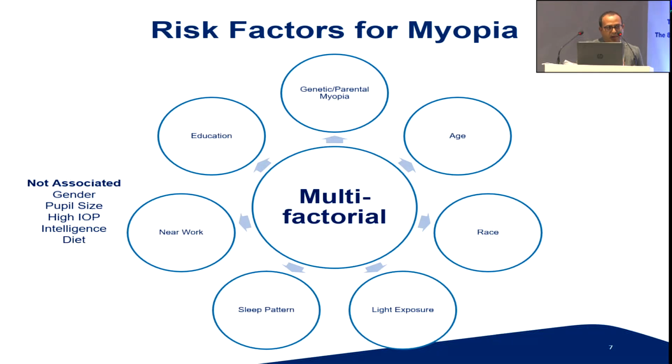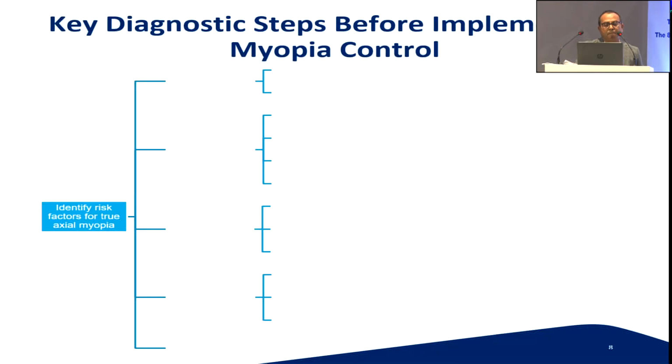And these are the factors that are not associated. Most of the research studies have shown that. This is one of the key steps for detecting your first choice of treatment, as most of you are asking where to start and how to start. So, identify the true axial myopia.